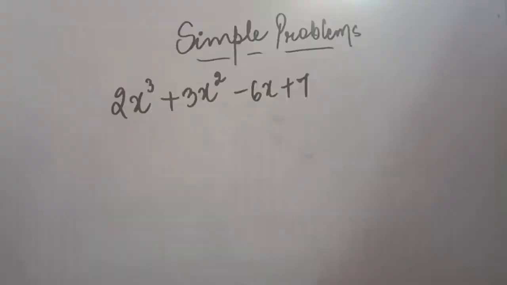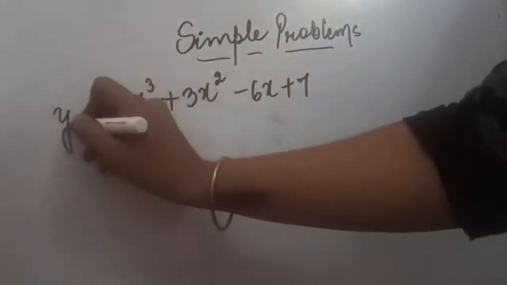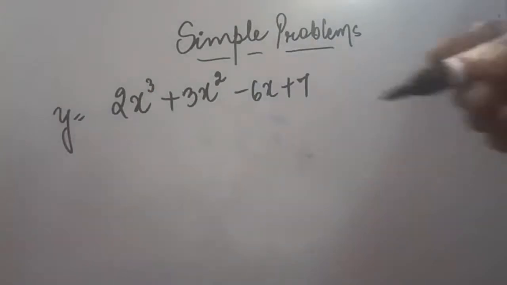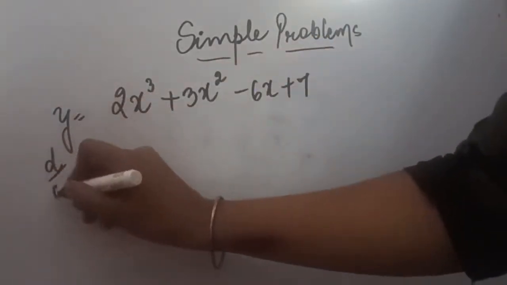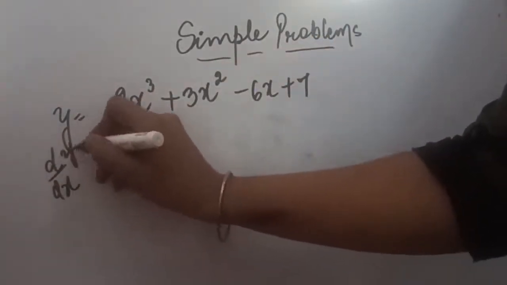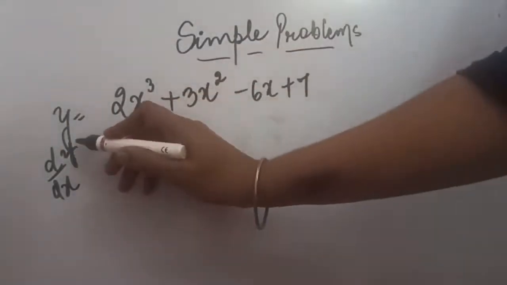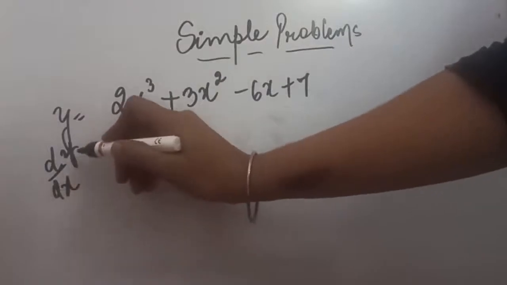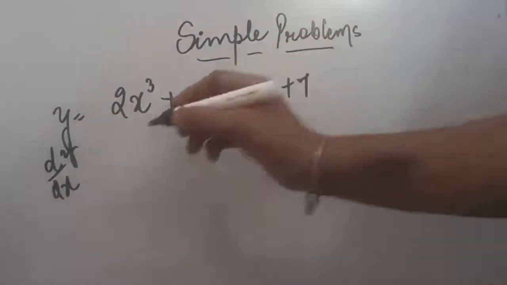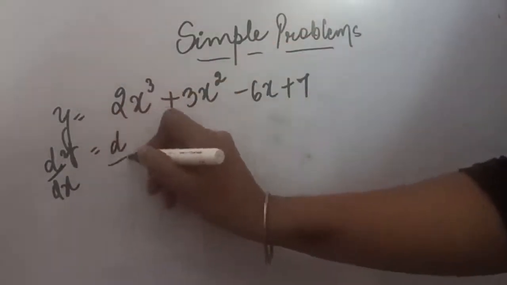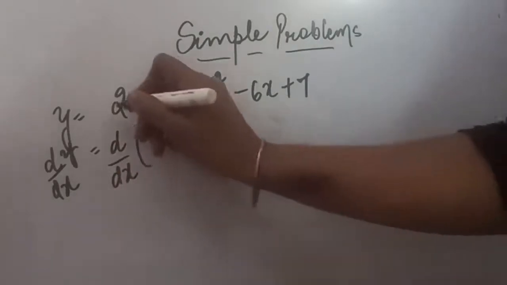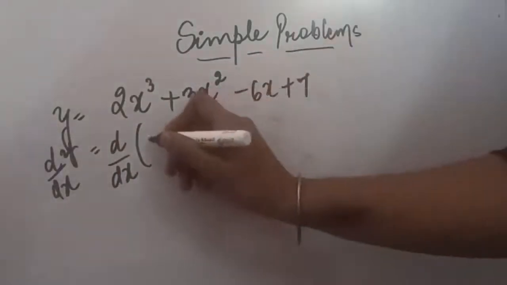This is a simple question related to derivative or differentiation problems. So first of all, we will keep our function equal to y, and d upon dx is the sign of derivative. So we are taking the derivative of y with respect to x. So it is known as dy upon dx, the derivative of y with respect to x. So when we take the derivative, d upon dx is the sign of derivative. So we have to take the derivative of this entire function.